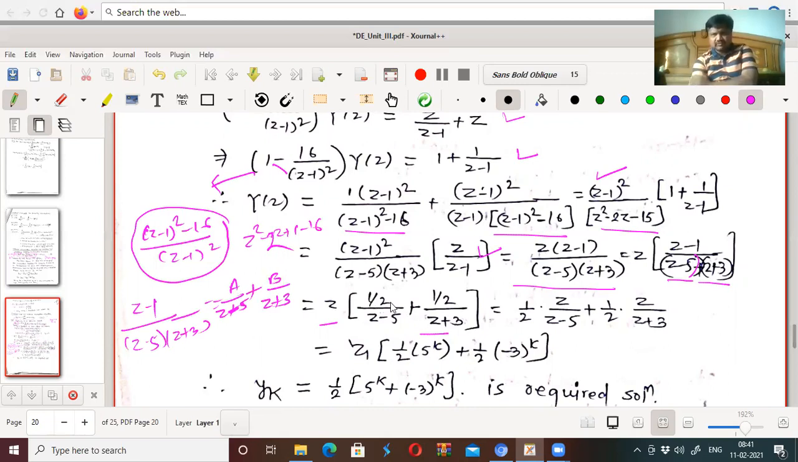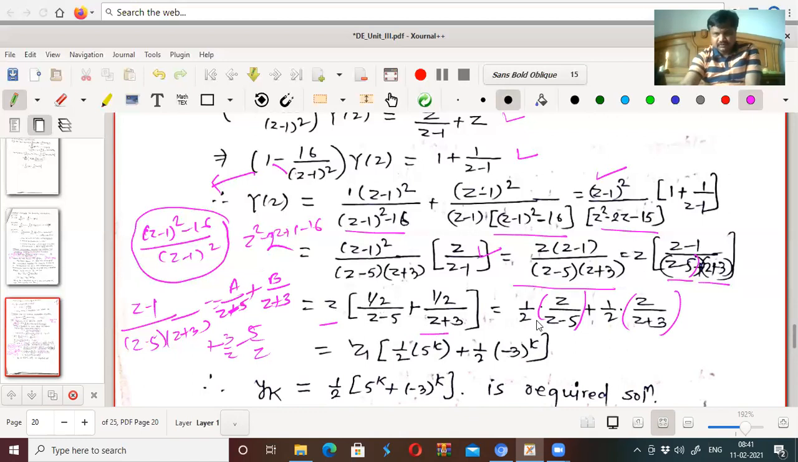If we solve this also, 1 by 2 z plus 3 by 2 plus 1 by 2 z minus 5 by 2. 1 by 2 z plus 1 by 2 z, we get z, which is already there, and plus 3 by 2 minus 5 by 2. What does it become? Minus 2 by 2, that is minus 1, which is already there. Now this is nothing but 1 by 2 into z upon (z minus 5) plus 1 by 2 into z upon (z plus 3), right?